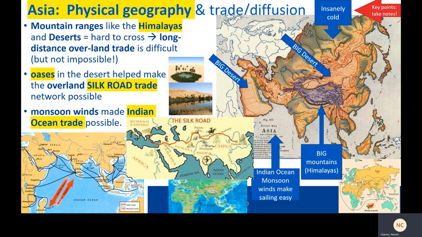In terms of monsoon winds, so overland trade, difficult, not impossible. Asia also had oversea trade in the Indian Ocean. Normally, giant oceans in this period of history would block people where they were, but the Indian Ocean was home to monsoon winds that blew in predictable directions at predictable times of year, which made sailing those oceans relatively easy and allowed for the Indian Ocean trade network to develop.